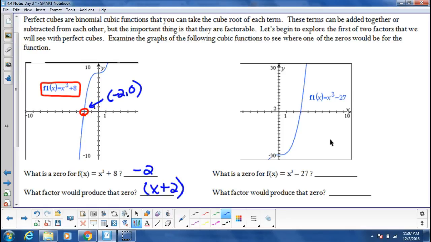Okay? Taking that to the next one. X cubed minus 27. Again, odd degree. Going to go in opposite directions. It's got to cross the x-axis at least once. So there's at least one real 0, right? That real 0 is 3, because it crosses at the point 3, 0. What's the factor that produces that 0? X minus 3.